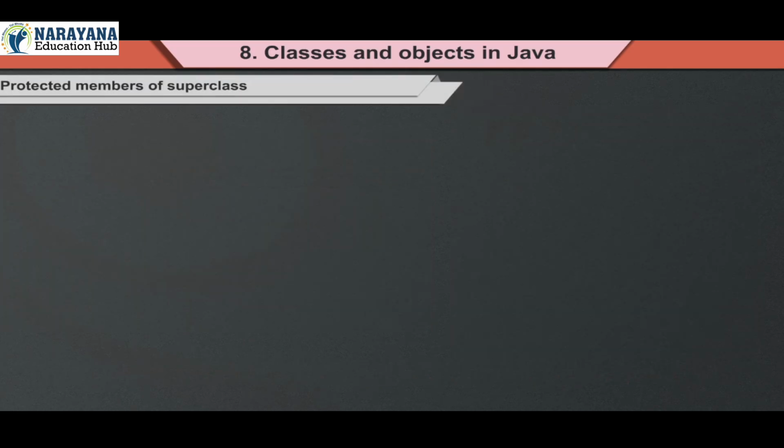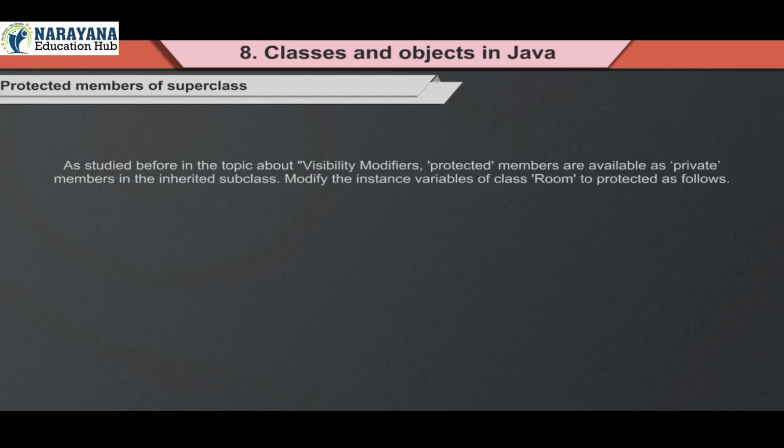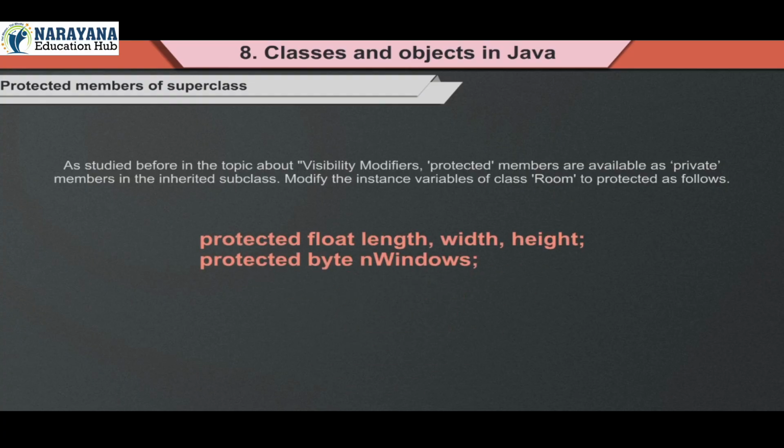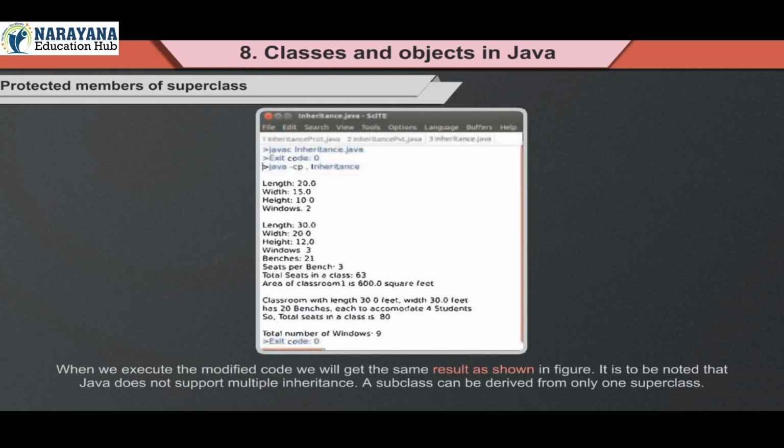Protected members of superclass. As studied before in the topic about visibility modifiers, protected members are available as private members in the inherited subclass. Modify the instance variables of classroom to protected as follows: protected float length, width, height, protected byte windows. When we execute the modified code, we will get the same result as shown in the figure. It is to be noted that Java does not support multiple inheritance. A subclass can be derived from only one superclass.